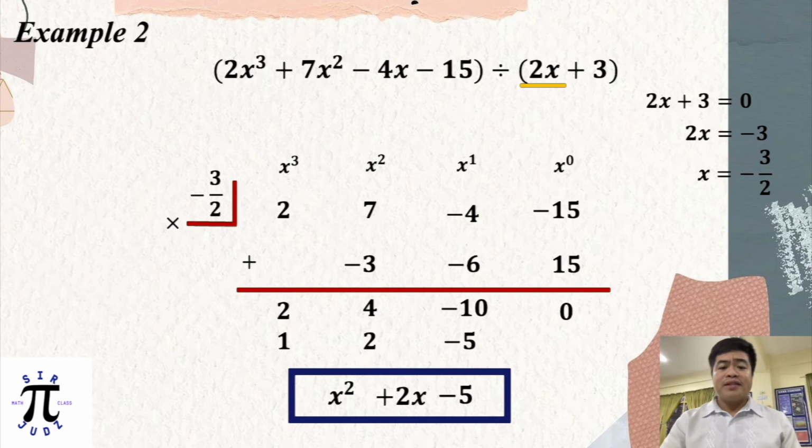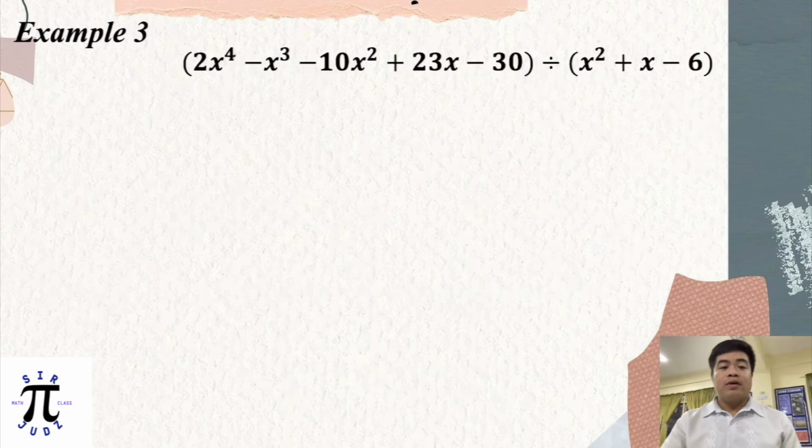Okay. Sir, how about if our divisor is a trinomial? So, let's have an example number 3. You have 2x to the power of 4 minus x cubed minus 10x squared plus 23x minus 30 divided by x squared plus x minus 6.